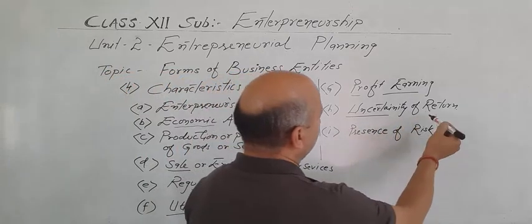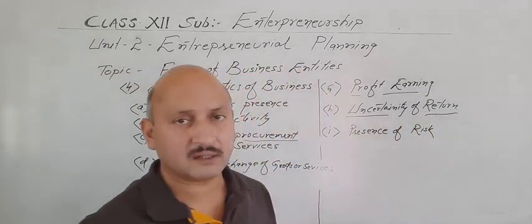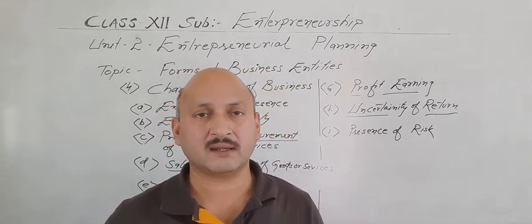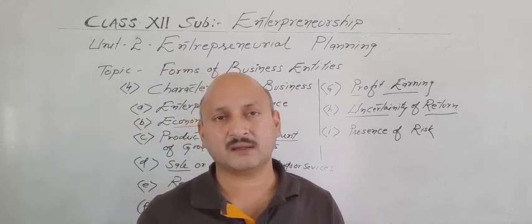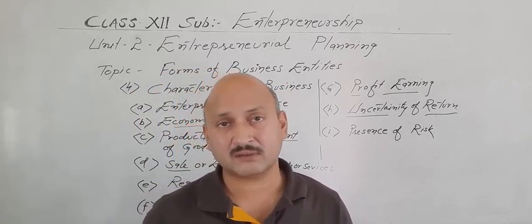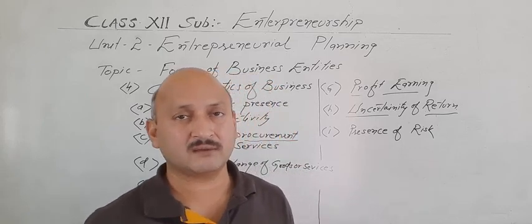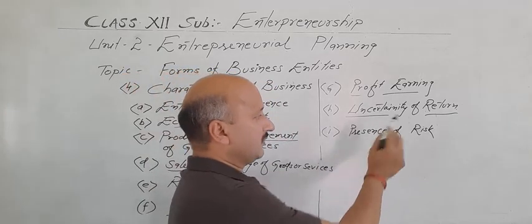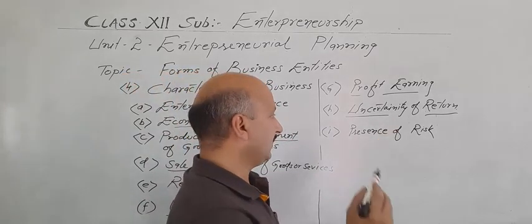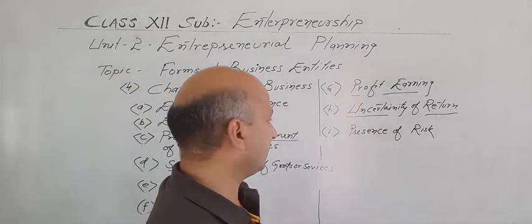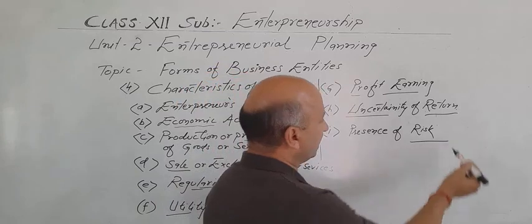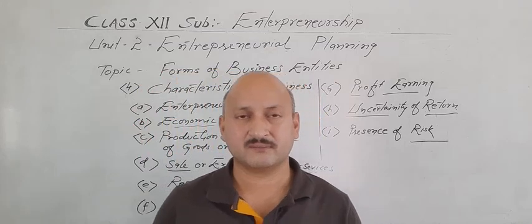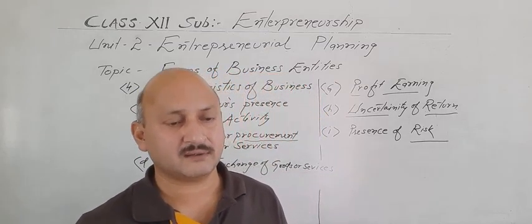Next point is there must be some uncertainty about the returns. Like salaried employees are getting a fixed salary, so there is no uncertainty. But in business, we cannot guess how much we can sell today. So there must be an element of uncertainty. Then only it will be considered a business. And next point is presence of risk. If there is an element of risk in the business, then only it will be considered a business.